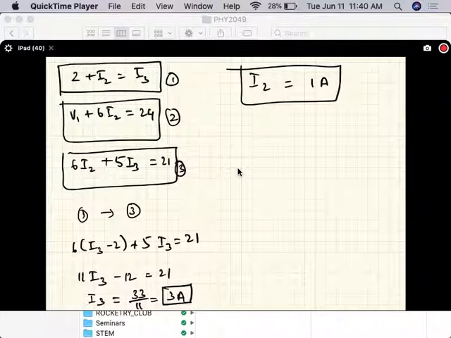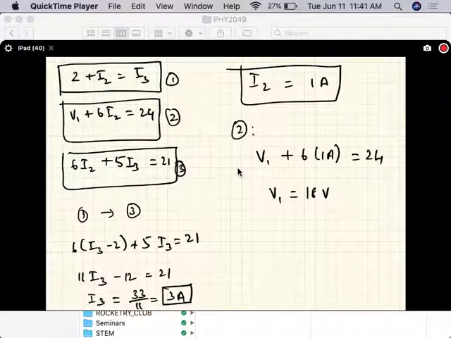Okay. And now we can put that information in equation 2 and calculate V1. V1 plus 6 times 1 amp equal to 24. So V1 is 18 volts. All right, so we have our answers. We have solved the equations. There were three unknowns in that circuit, and we've solved for all three.